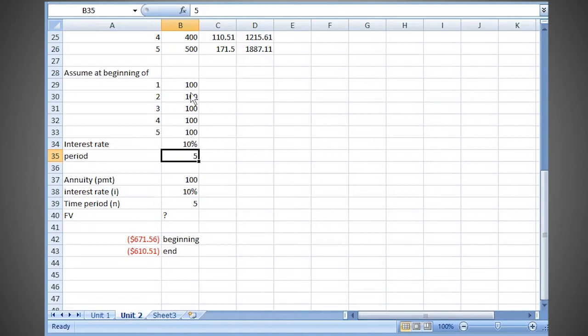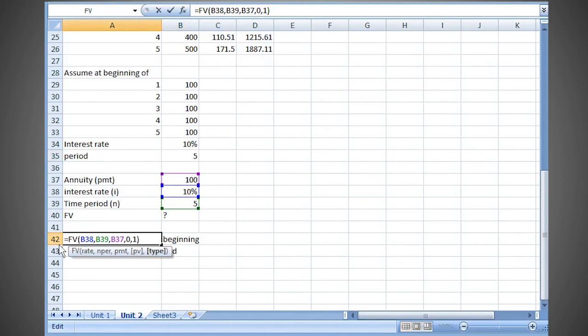So if we start at the beginning with 100, the formula is future value bracket rate, comma, number of periods, which is equal to 5 years again, comma 100, which is the annuity. Then there is no present value, so we put a 0, and since it's at the beginning of the period, we put a 1. The figure comes to 671.56.